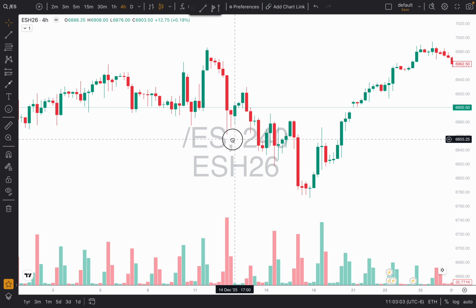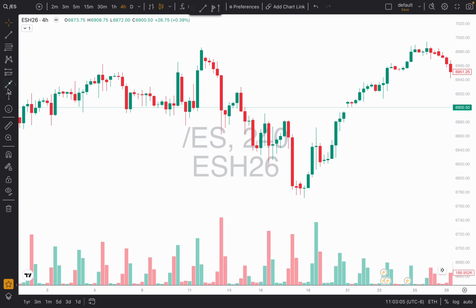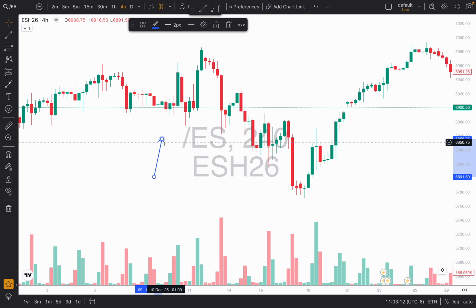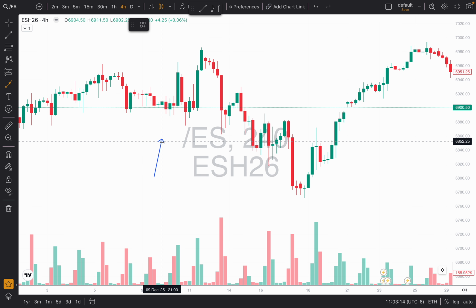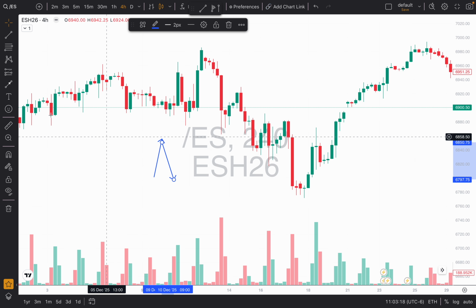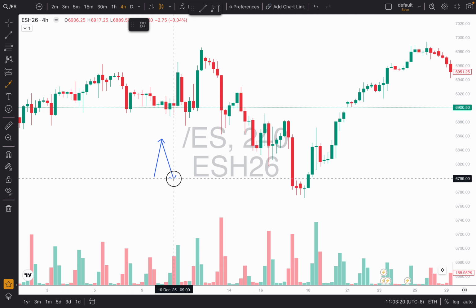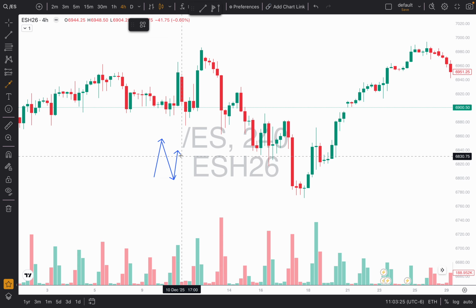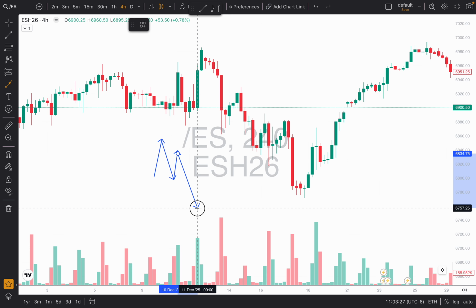If you want to draw out what it looks like, simply draw it like this. Boom, we have a high. Boom, we have a low. We're going to have a high, we're going to have a low. Boom, we'll have a lower high. Then we're going to have a lower low.